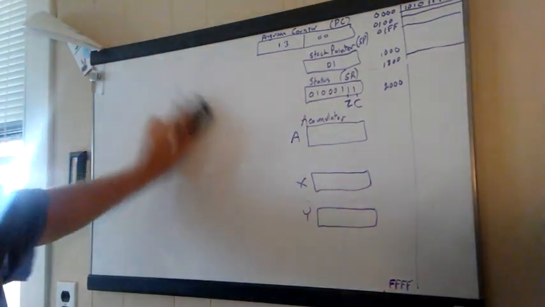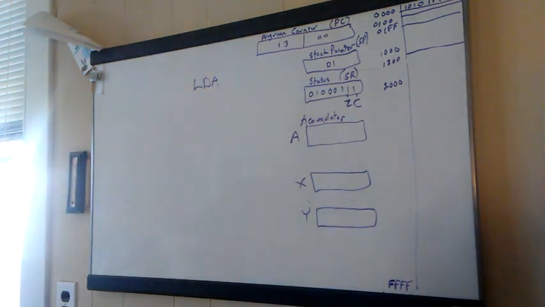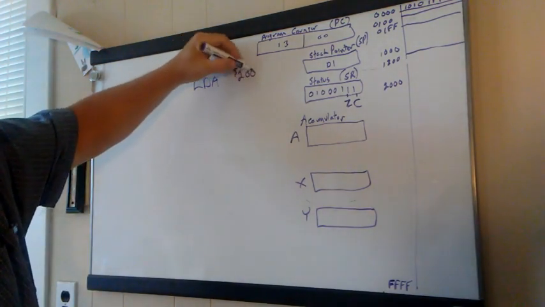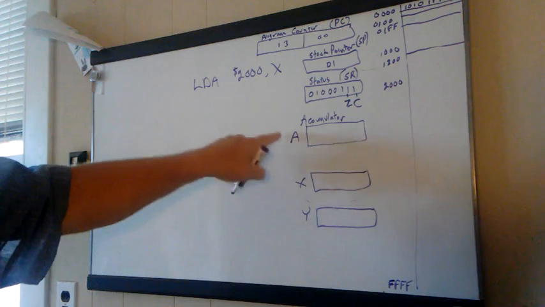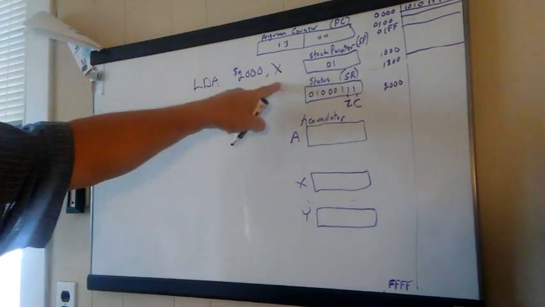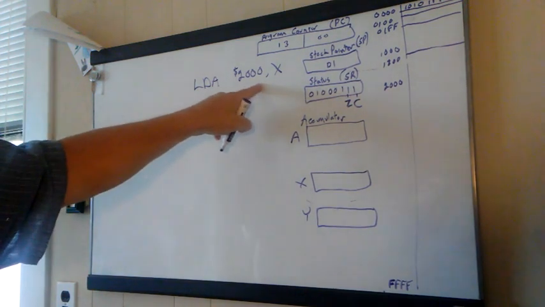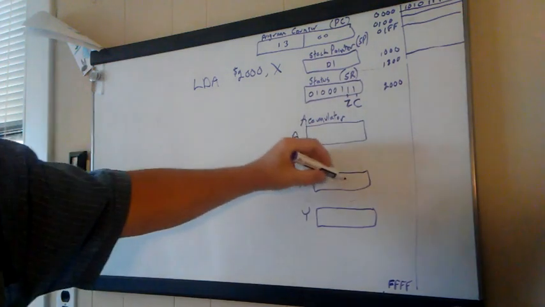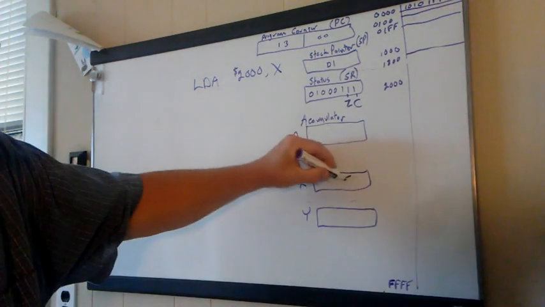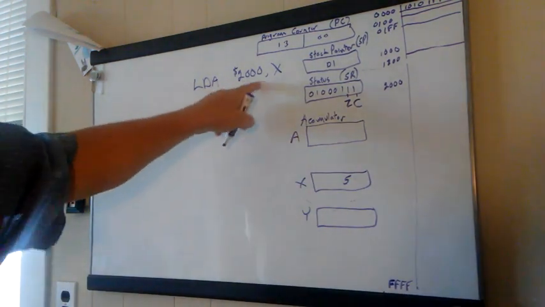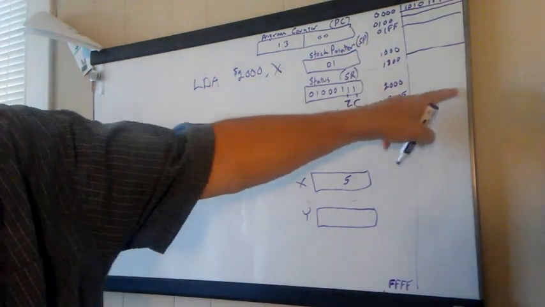Now, you can get a little more complicated with those then. You can load A, say 2000, comma X. Now this is where I talked about using two registers together. In this case, X is being used as an index. And so what this does is it says, okay, here's the address 2000. I'm going to add X to it. So let's say X currently has 5. Then it's going to go out to the memory location 2005 and grab the value from there and put it in the accumulator.